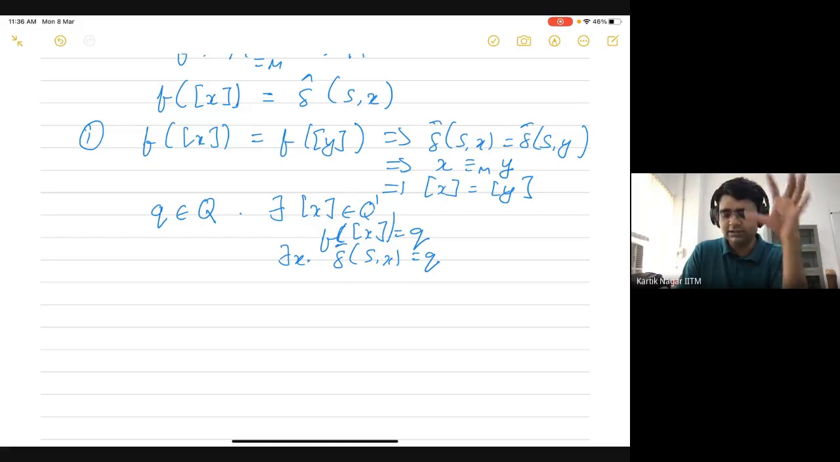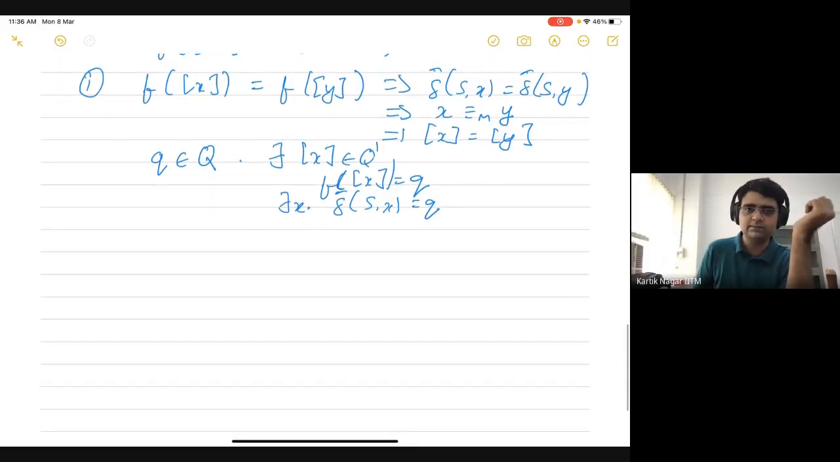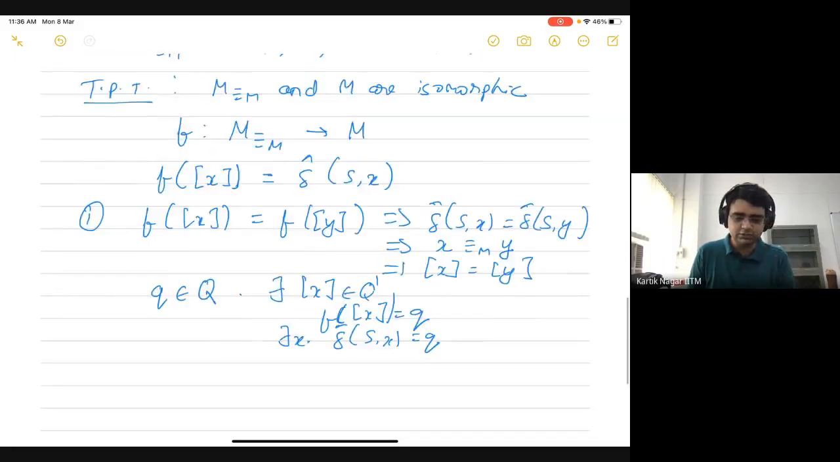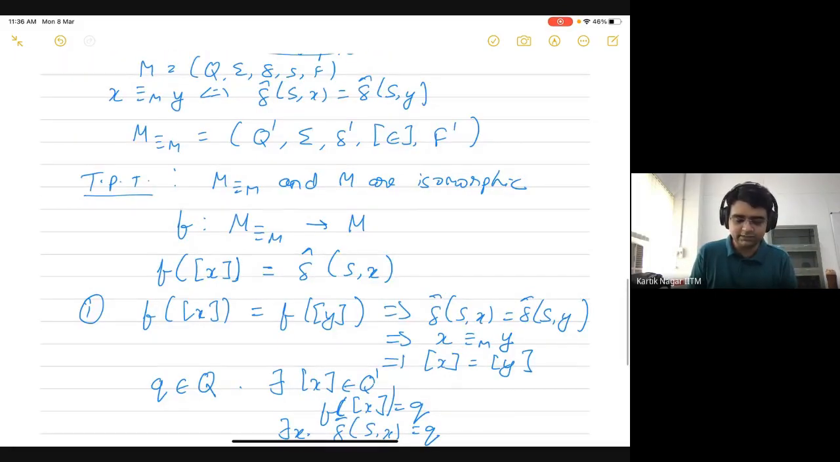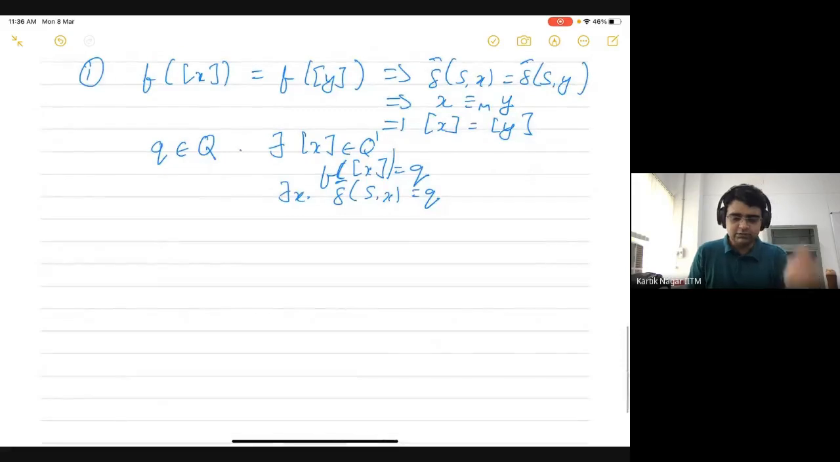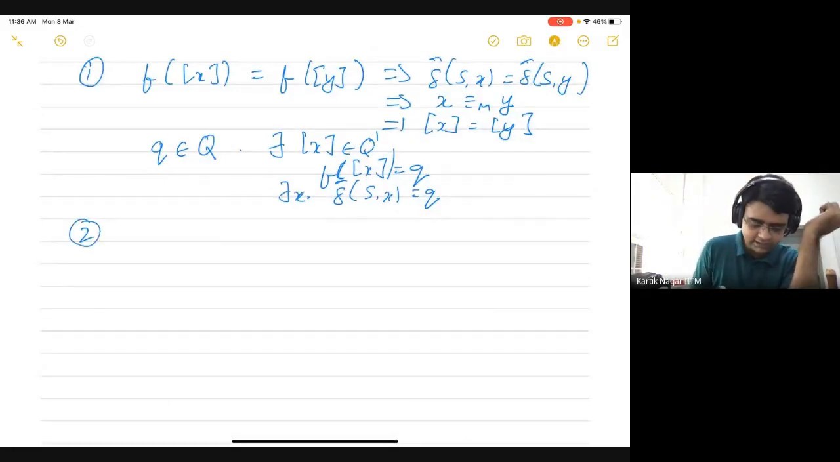And the equivalence class of that string is exactly going to be mapped to the state q itself. So that's why this function is onto as well. Now that we have proved that this function f is one-to-one and onto, that means the number of states are the same in both the DFAs. Next we have to show that the start states are related to each other.